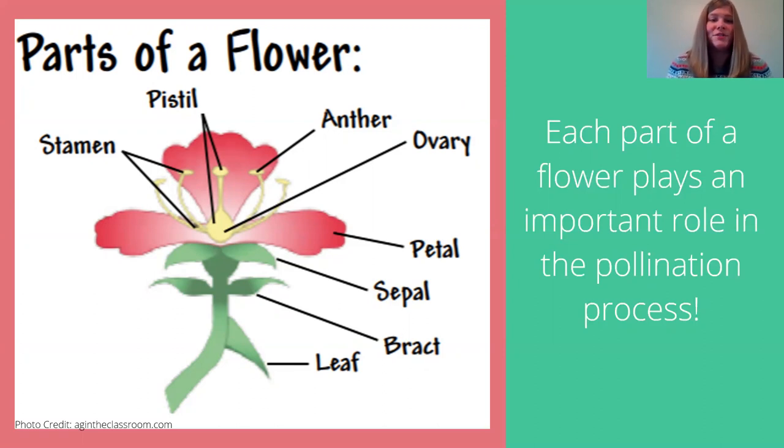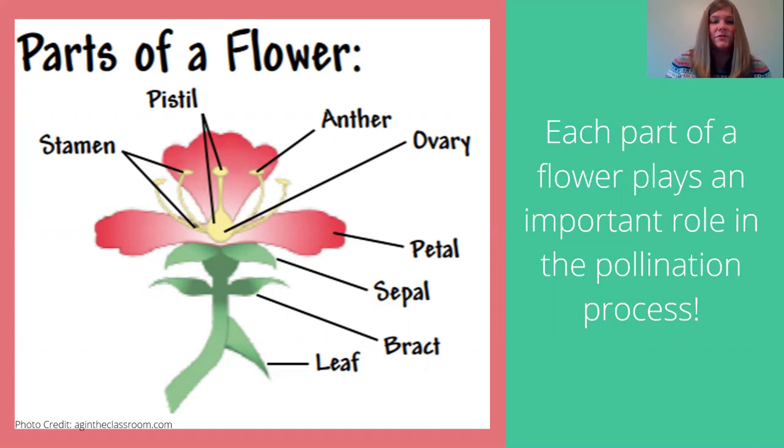So then if we move on to the petal, and I'm sure you guys all know what the petal is, these are the brightly colored pieces, and the job of the petal is to attract pollinators to come over to the flower. So then we move down to the sepal, and the sepal is the part that encloses and protects the other parts of the flower. So if you ever see a flower before it blooms and it's enclosed, that's the sepal that's protecting the inside part, and then it actually opens up once the flower is ready to bloom.